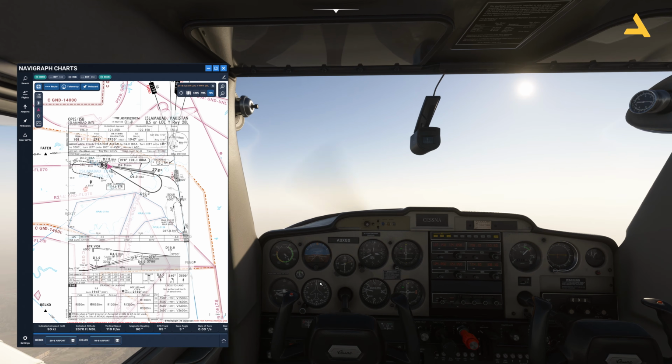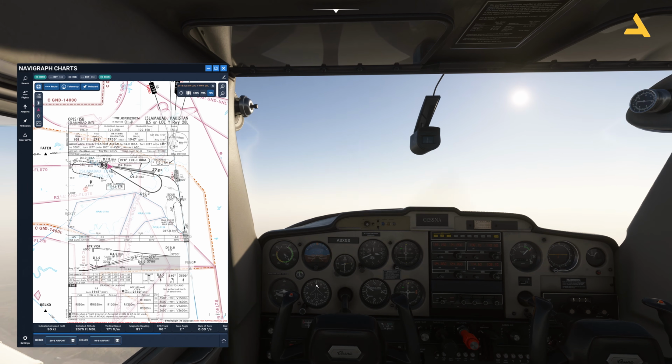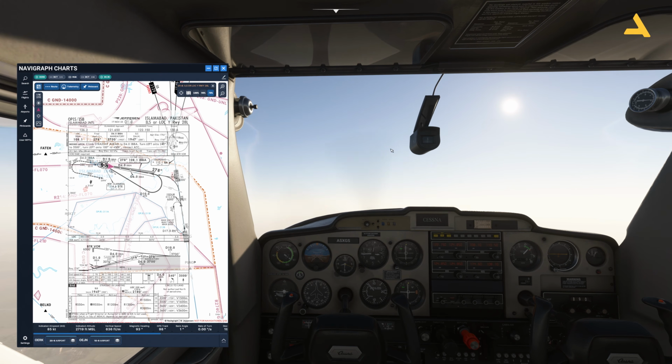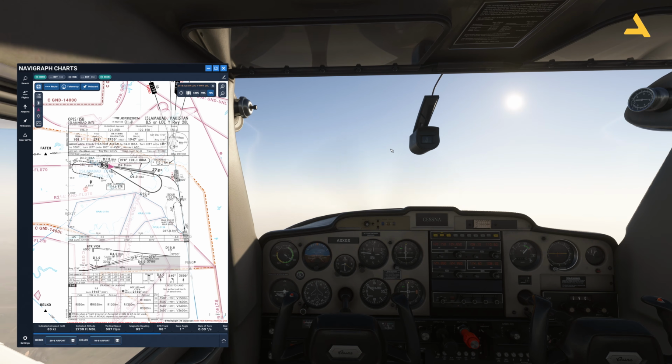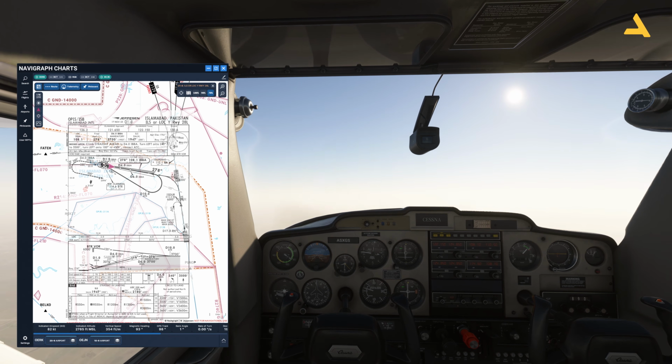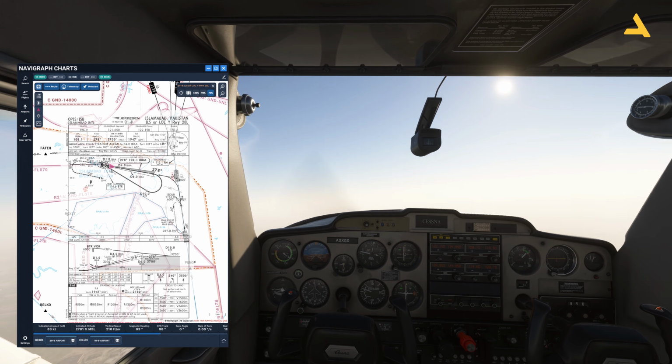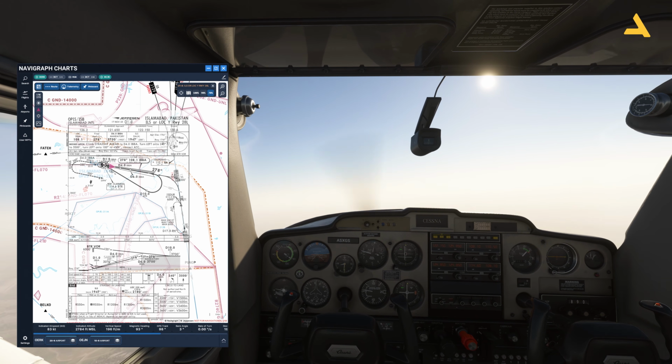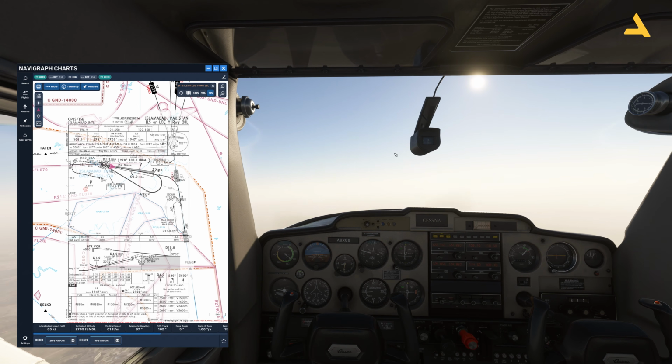So right now I'm just going in the heading of 90 degrees. And slowly this is moving in the middle. Now you can see I'm coming on this line. So this is a good way to practice.